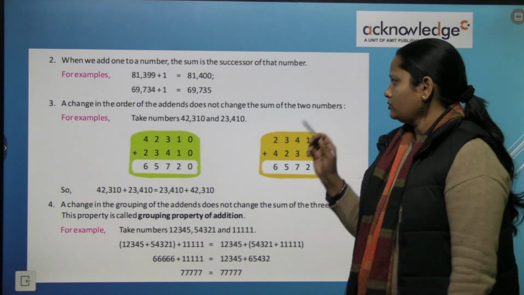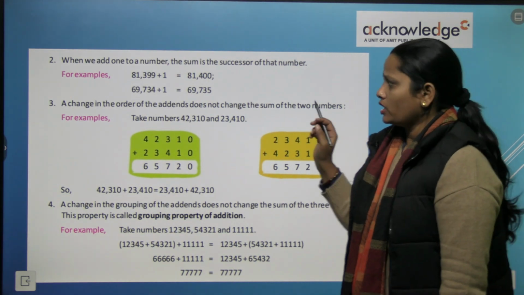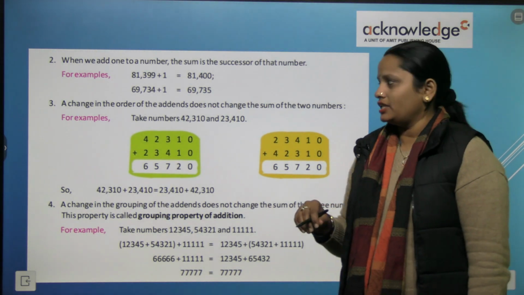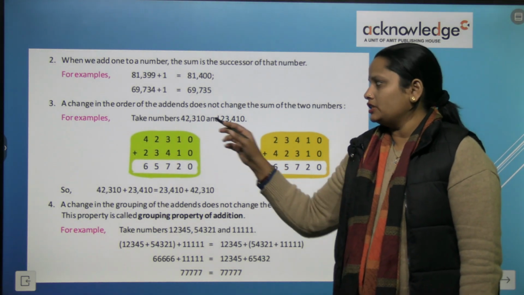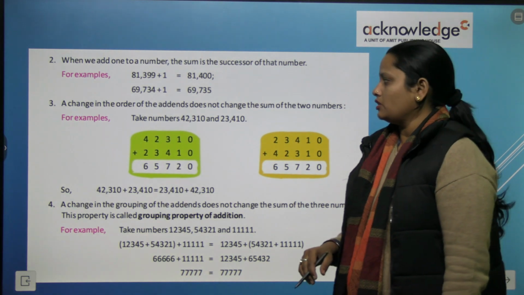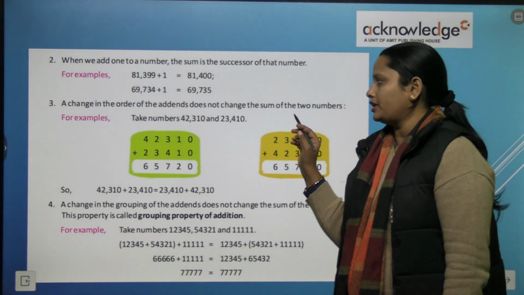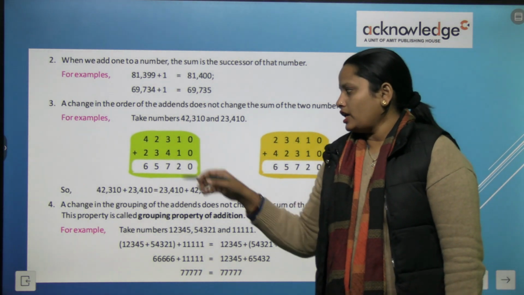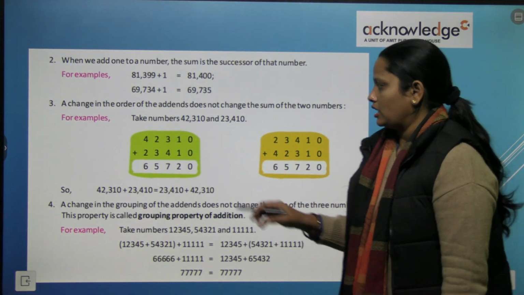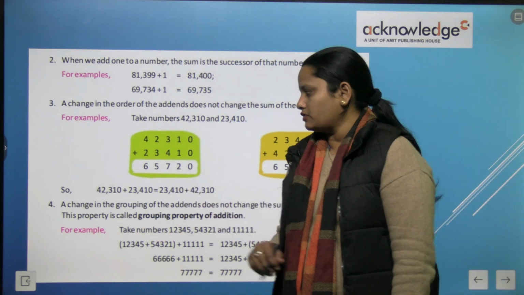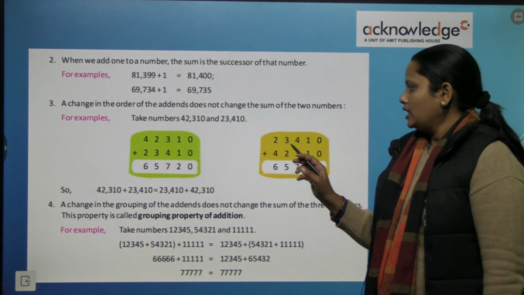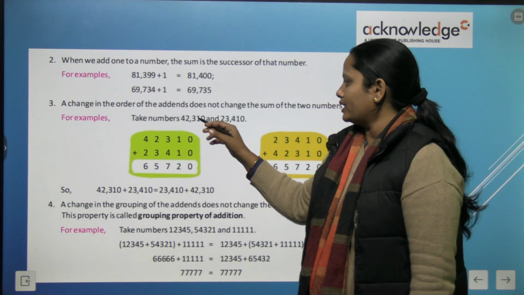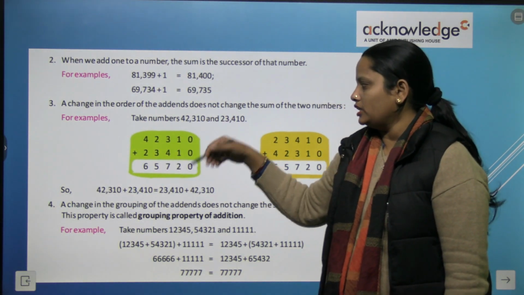Now the next property says a change in the order of the addends does not change the sum of the two numbers. So अगर हमने addends को change कर दिया, तो sum change नहीं होता. For example, take 42,310 and 23,410. अब हमने इन दोनों नंबर्स को ऐड किया, तो आंसर आया 65,720. लेकिन अब हमने क्या किया, 23,410 को ऊपर लिख दिया और 42,310 को नीचे लिख दिया.